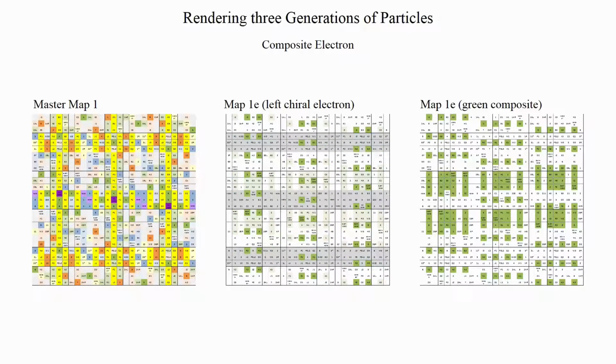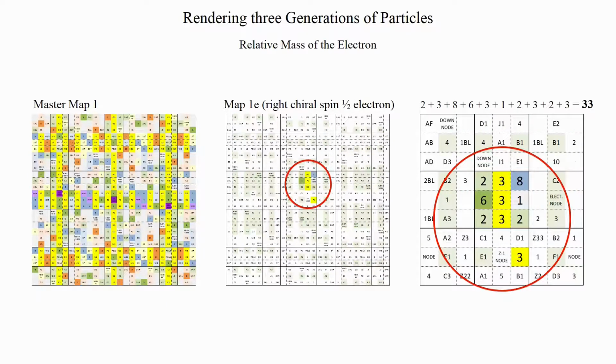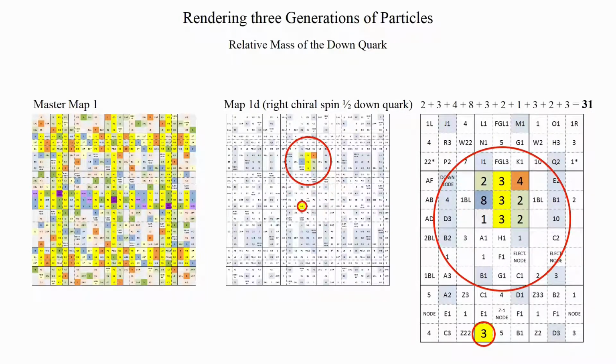chiral electron. And its relative mass is rendered utilizing the right chiral component and associated F1 knot, recalling its speculative ties with the neutrino and other 3 components, each color representing a weight such that they sum to 33. In similar fashion, the relative mass of the down quark renders such that the sum of the weights is 31.